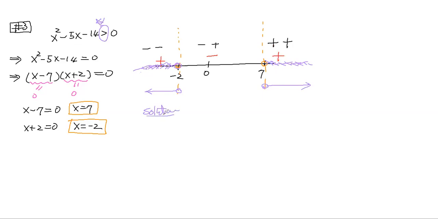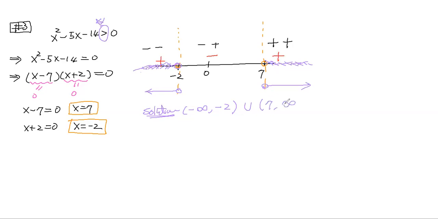So you can write down the solutions here. The first interval will be negative infinity to negative 2. I end up with a parenthesis because there's no equal sign. If there is an equal sign, then I need to use a bracket.